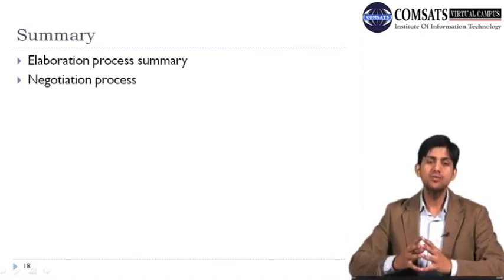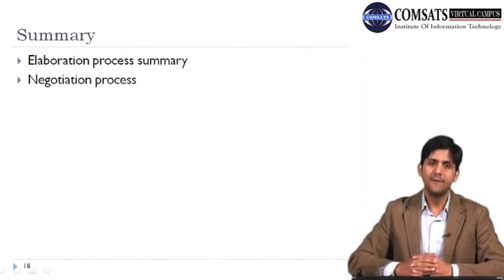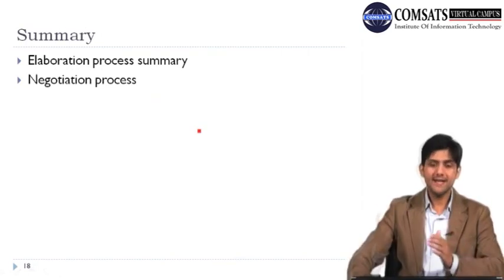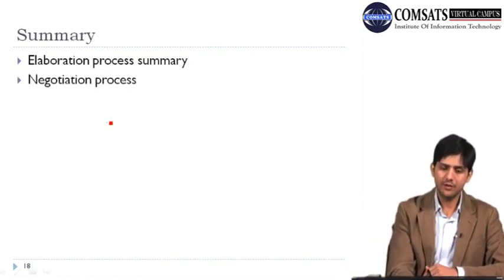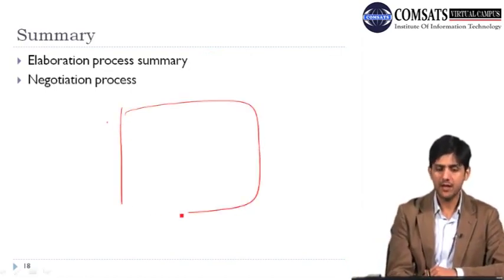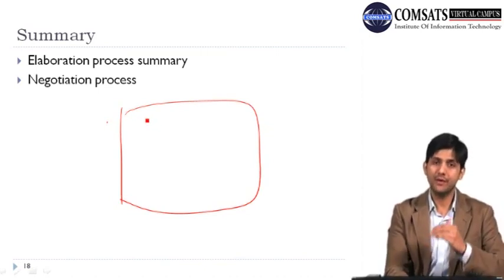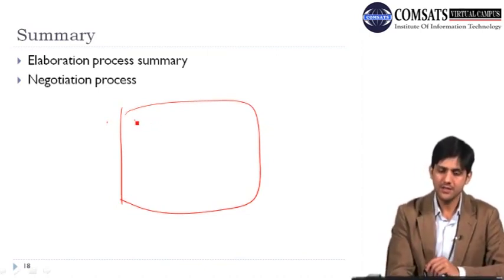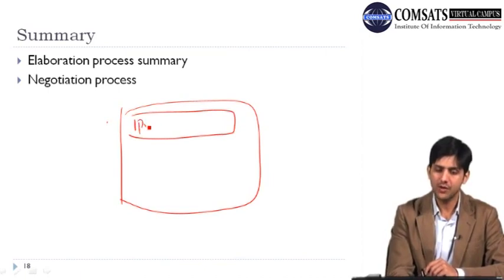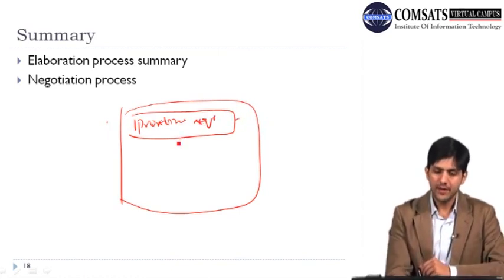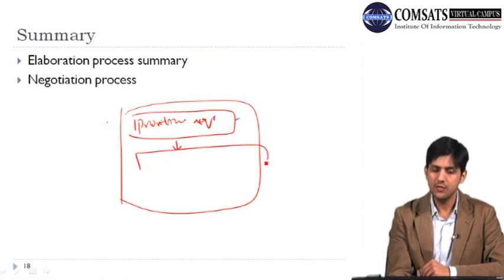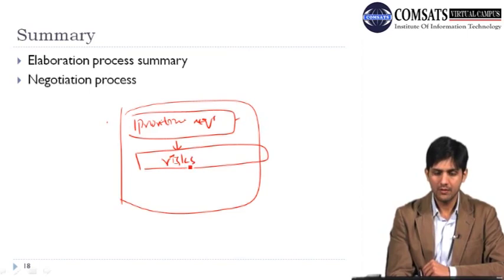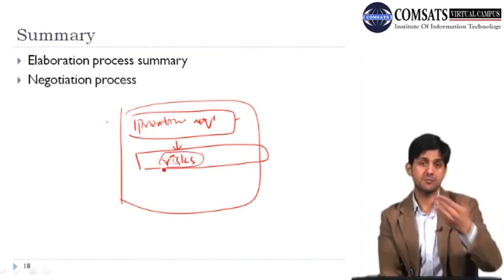And then we moved our discussion to the negotiation process, and we said that negotiation is really important. As a process, we can see that during negotiation there are lots of things happening. When we are actually negotiating, the first thing that we do is prioritize requirements. That is the first step, which is prioritization. And then we try to identify risks of each of these prioritized requirements.